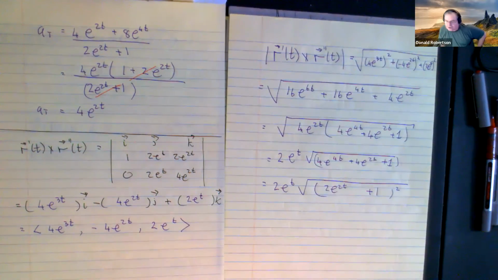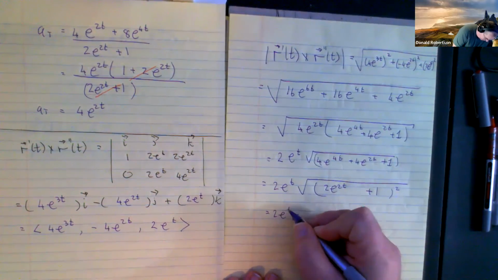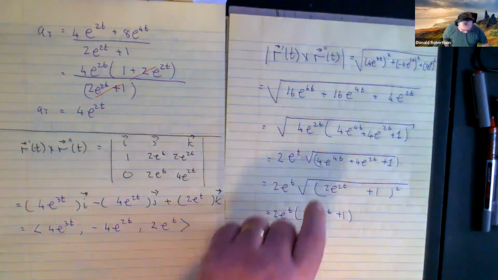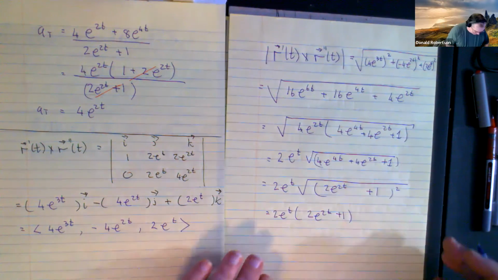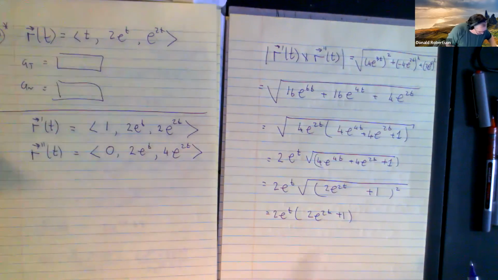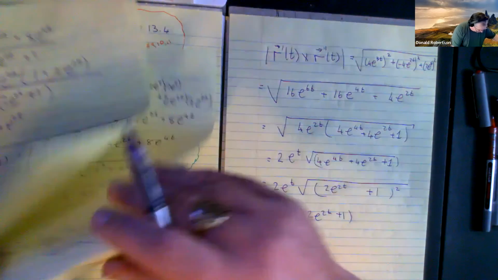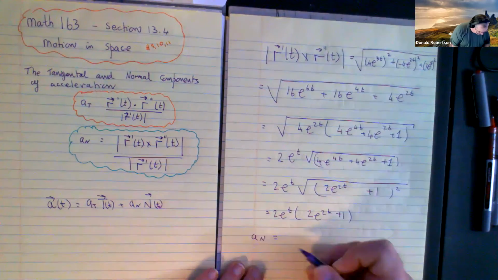The more you see these, do you get more comfortable with identifying them? Right? Now, that means that I now have 2e to the t, 2e to the 2t plus 1, because the square root of something that's squared essentially cancel each other out. And that is this fella. There we go. We can now get the normal component.